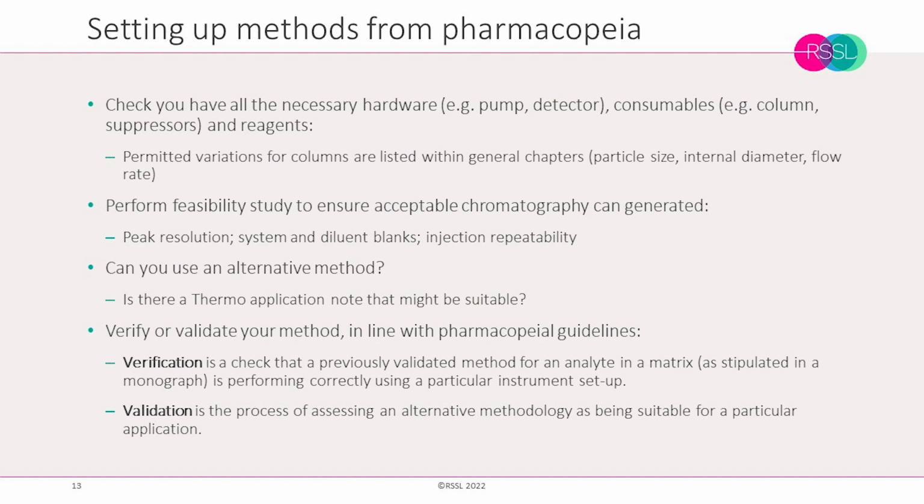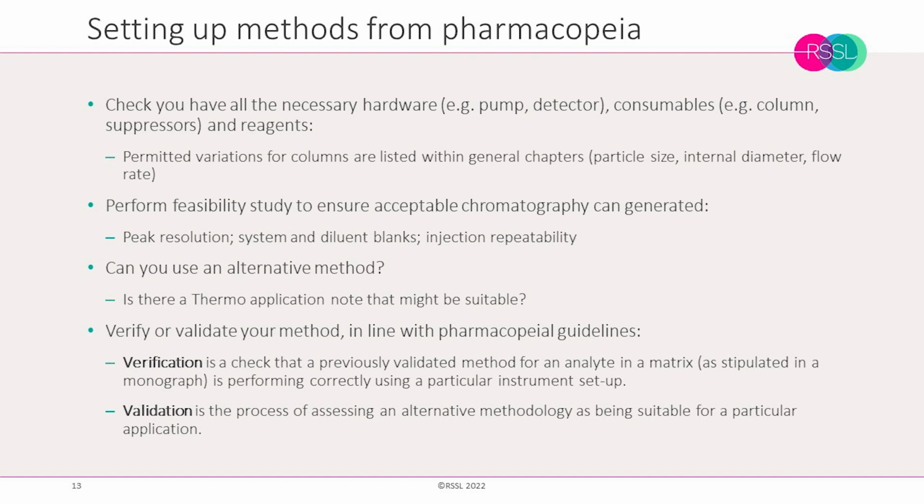In this instance, it is worth remembering that the general chapters within different pharmacopoeia will provide guidance on some column parameters where variations may be acceptable. For example, flow rate can be adjusted following a change in either particle size or internal diameter of a column.